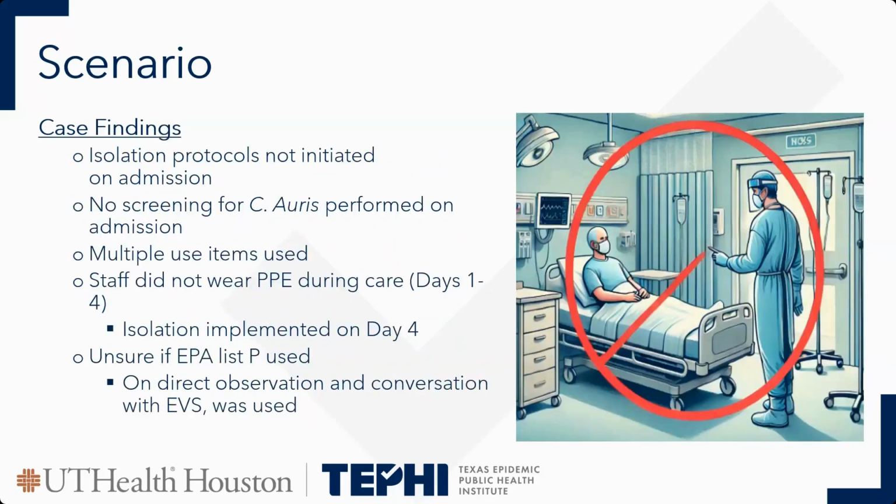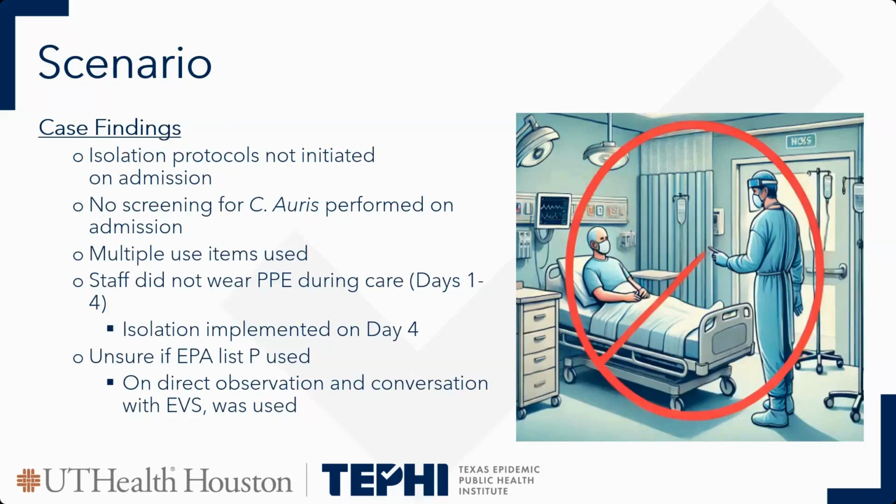So then going more into our case finding, isolation was not implemented on admission. No screening was performed on admission because we didn't know what facility they came from. Sometimes that happens. Sometimes the patient is brought in from a skilled nursing home, or it's a known facility that had an outbreak, and sometimes that crucial information isn't shared at admission.